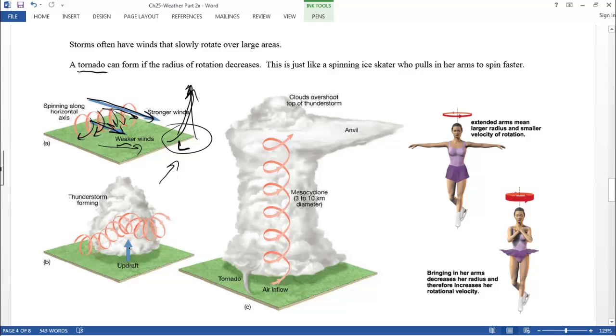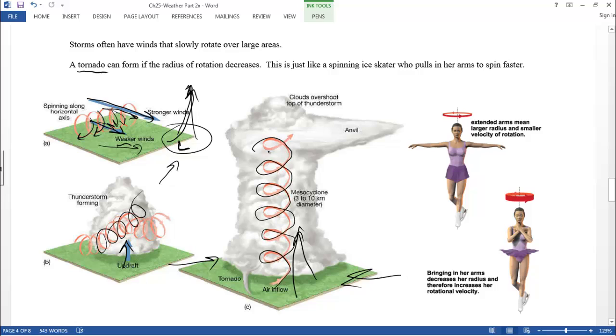The spinning air will then contact the forming thunderstorm and be pushed up by the updraft. So you get the spinning air moving up into the cloud. And that's going to keep happening as more warm air rises. You keep getting the updrafts, and as air rushes in, it's going to continue the spin. And as long as this happens where the air is doing these big looping spins, you don't have any tornadoes.